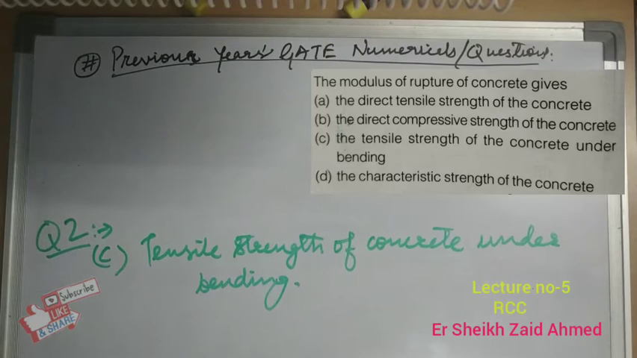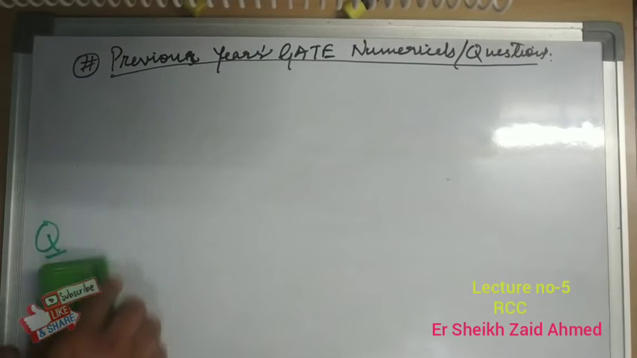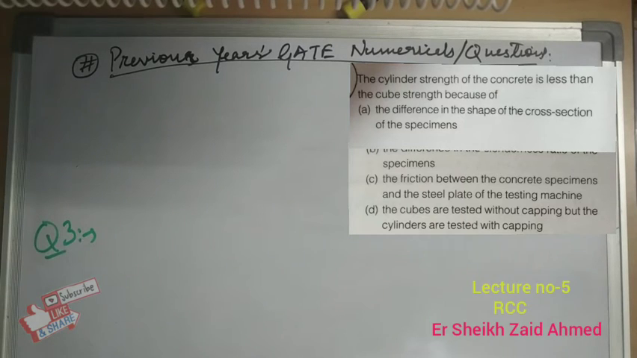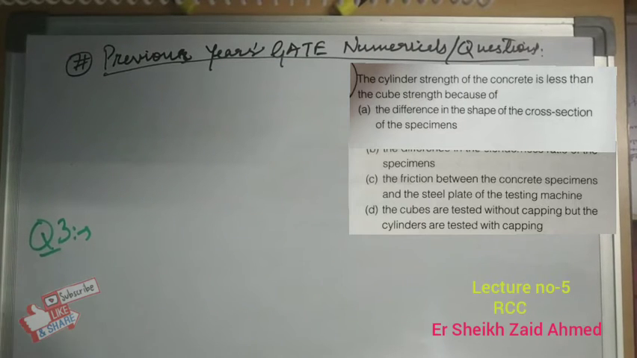Now, moving on to the next question, that is third question. So the third question says, it will be displayed on your screen. The cylinder strength of the concrete is less than the cube strength because of, so the options are the difference in the shape of the cross section of the specimens, second is the difference in the slenderness ratio of the specimen, third option is the friction between the concrete specimens and the steel plate of the testing machine, and the fourth option is the cubes are tested without capping but the cylinders are tested with capping.